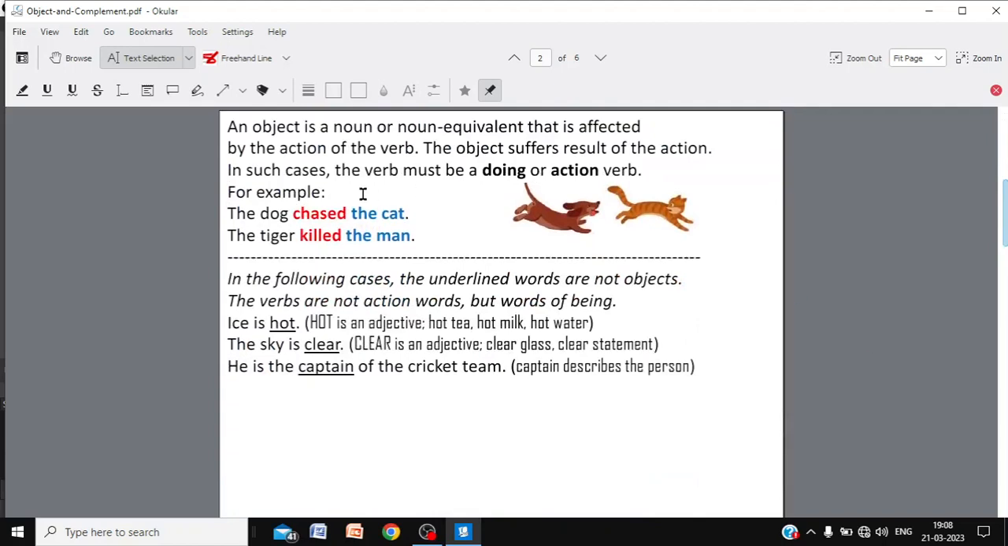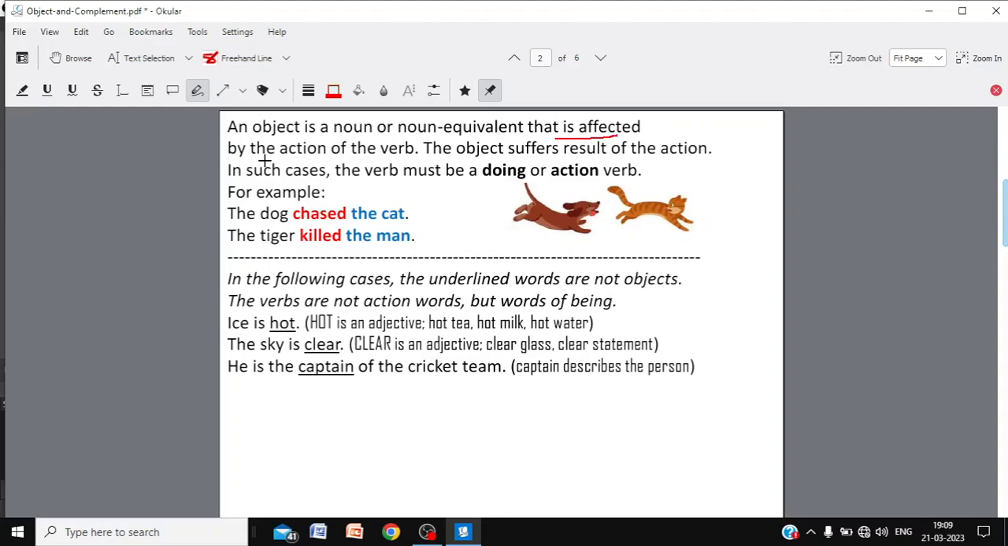Now, a person or place or a thing is called a noun. So an object is a noun or noun equivalent. It could be, for instance, a pronoun. A noun or noun equivalent that is affected by the action of the verb. That is how you distinguish an object.